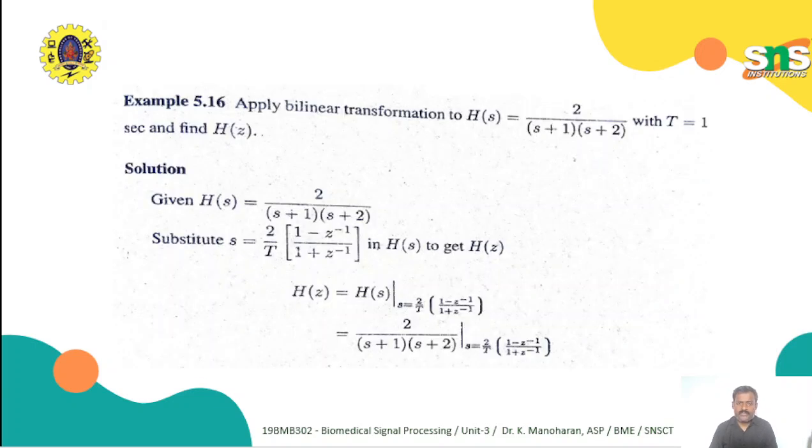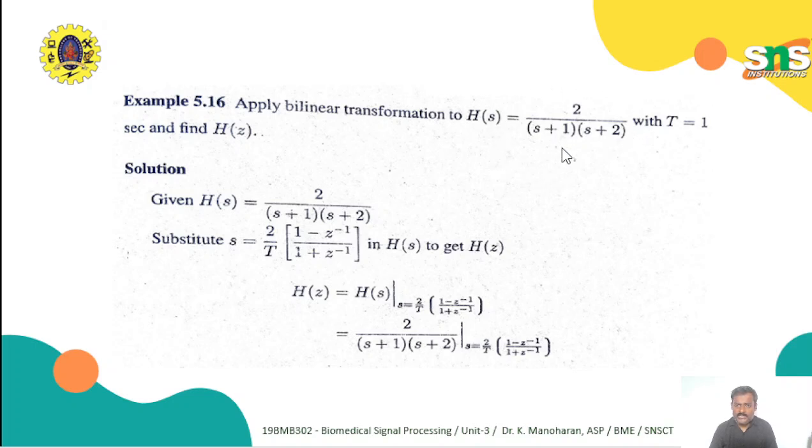Look at this given problem. The given transfer function is H of s equal to 2 divided by s plus 1 into s plus 2. They asked to apply the bilinear transformation, assume T is equal to 1, and find H of z. So this is the transfer function that is given. We need to simply substitute s equal to 2 by T into 1 minus z inverse divided by 1 plus z inverse in H of s.